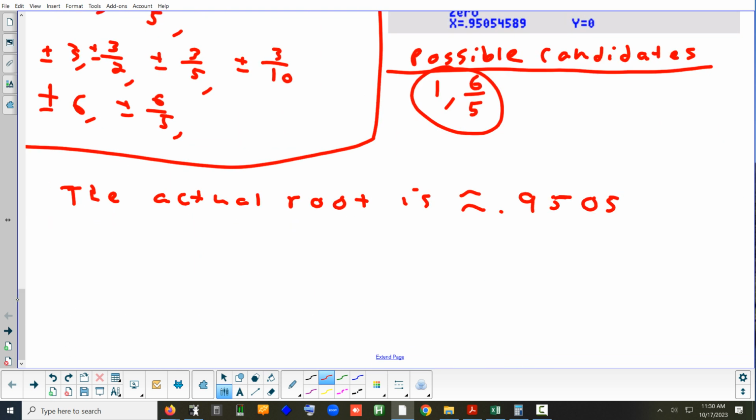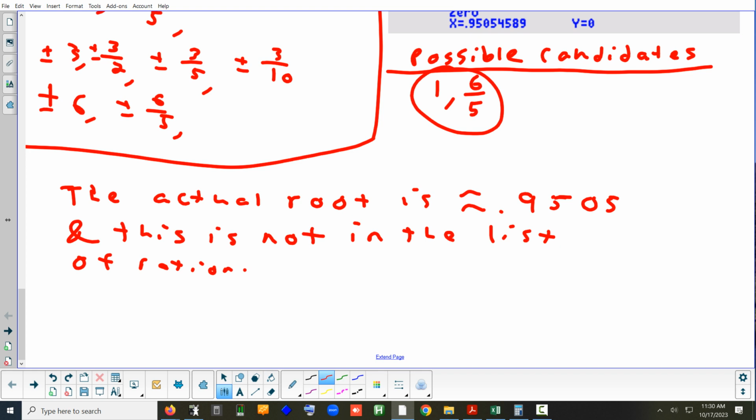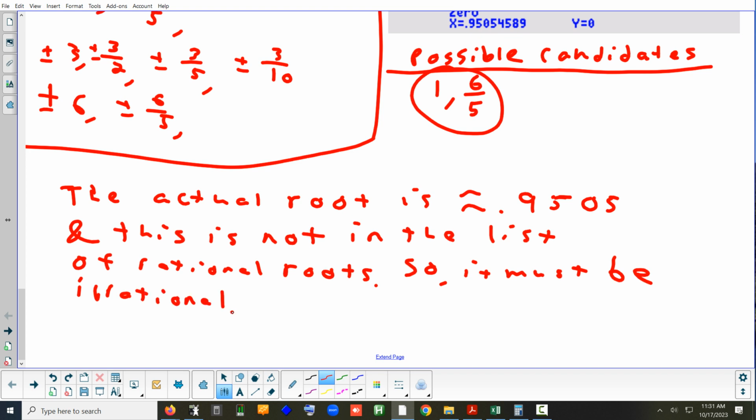So the actual root is 0.9505. This is not in the list of rational roots, so it must be irrational. The hope is that when you do the rational root theorem, you actually find a number that's in that list. That's what we usually want to happen. But this time it didn't.